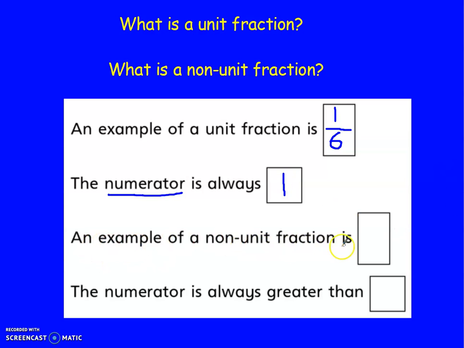An example of a non-unit fraction then. So a non-unit fraction has any other number other than 1 at the top. Okay? So we'll put a 5. And I can put anything I like down at the bottom. I'll put 11 today, 5/11ths. That is an example of a non-unit fraction. The numerator, which is the number at the top of the fraction, is always greater, that means bigger than 1.